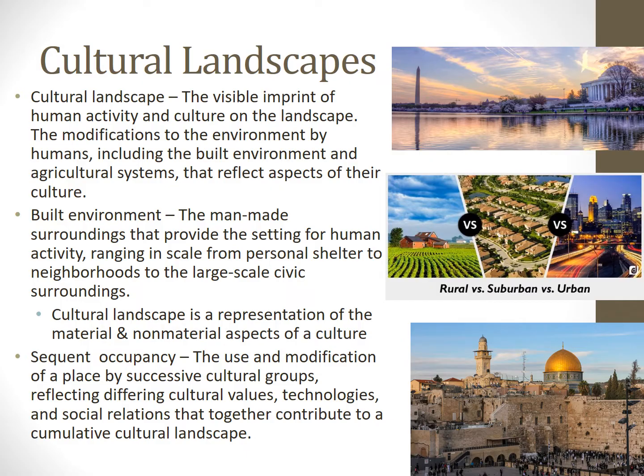A cultural landscape is the visible imprint of human activity and culture on the landscape. The modifications to the environment by humans, including the built environment and agricultural systems that reflect aspects of their culture. In other words, the cultural landscape is the fingerprint we leave on the natural environment, including how people have modified the physical landscape to include buildings, signs, fences, and statues, but also agricultural systems and how we use the land. It is the physical record of a given culture.